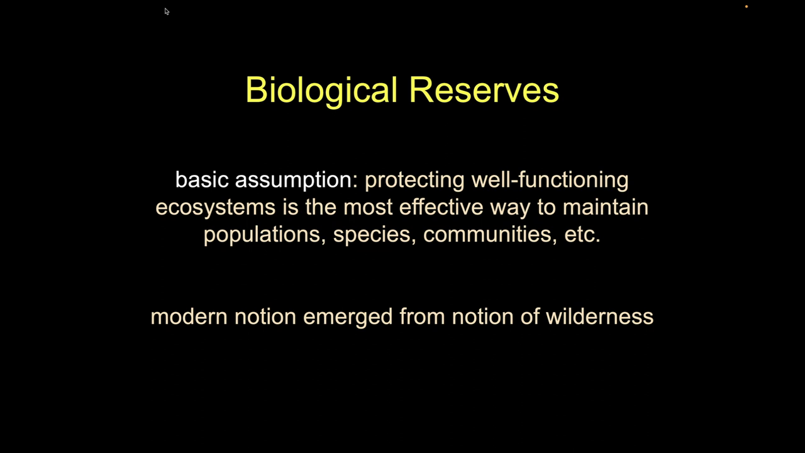There are many terms for these things. But with this core idea, traditionally thought of as the ultimate protected area goal, the basic assumption is that if we protect well-functioning ecosystems, where the trees are there and the water's there and all the elements are there, that is a highly effective way to maintain whatever biological aspect we're talking about. That could be a population, a species, or a whole community, assemblage, or ecosystem.